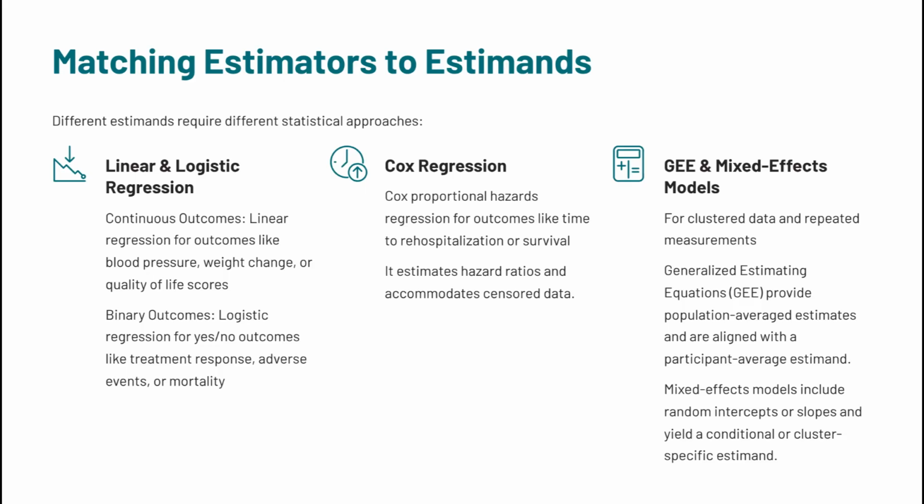A trap is to fit a mixed model but report it as a population average effect. Again, mixed effects models yield conditional effects. To get population average interpretations, you need to marginalize or use other tools. Always specify in your statistical analysis plan whether your estimand is participant or cluster average.